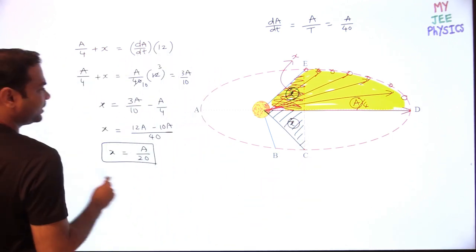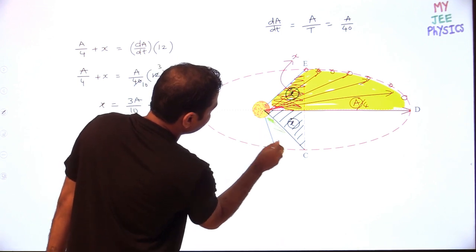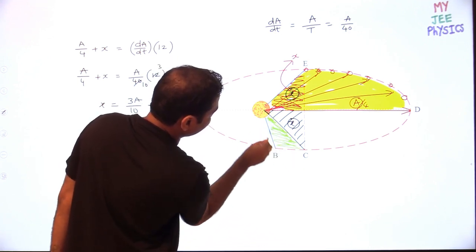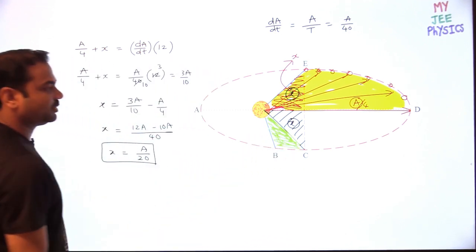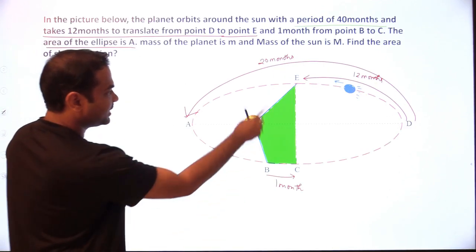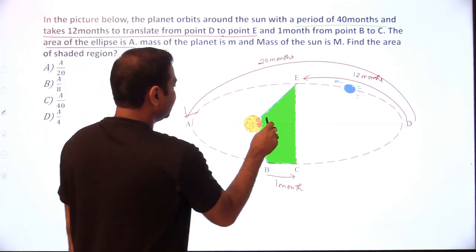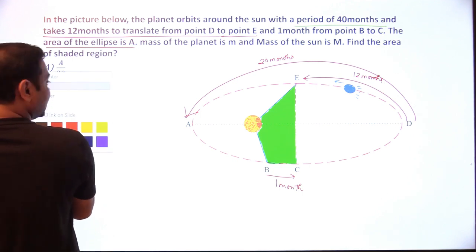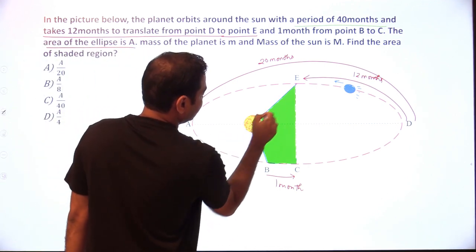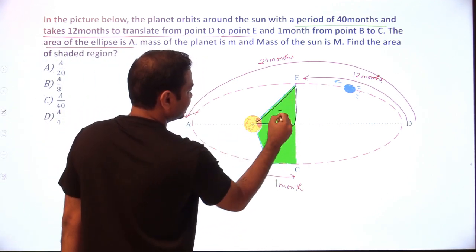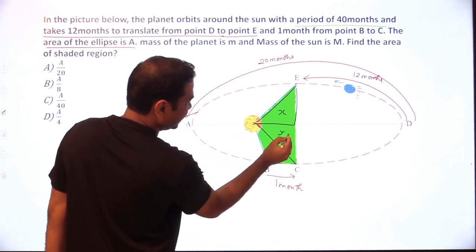The next area we have to find out would be this. This is the area we have to identify. If I am able to find that area, then I can find the total shaded region. In the shaded region we have taken that this is x area, and this also will be x area.